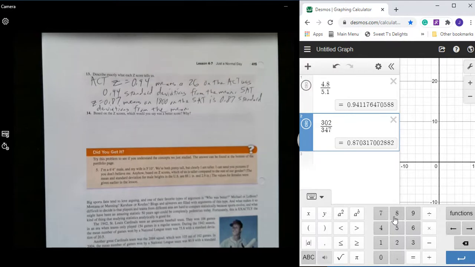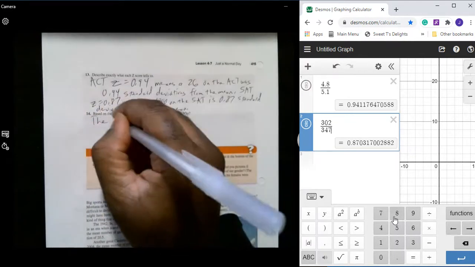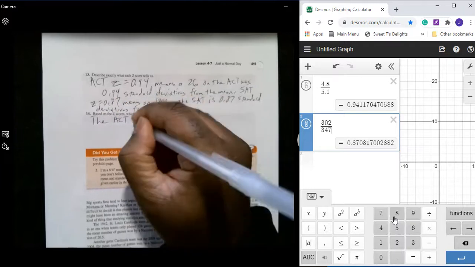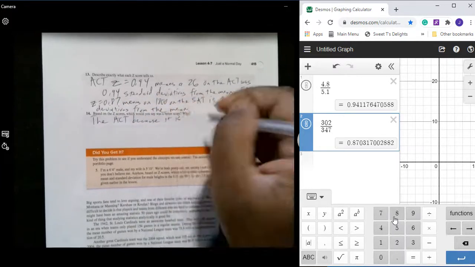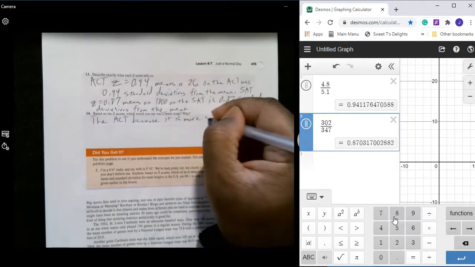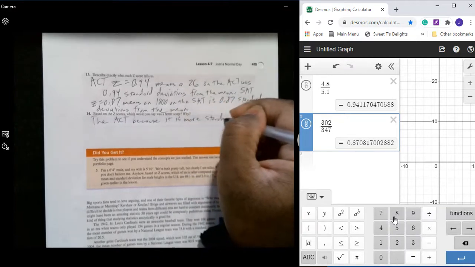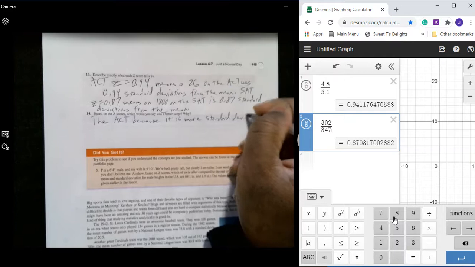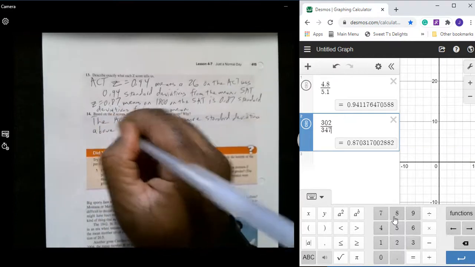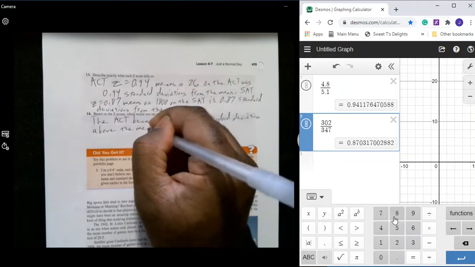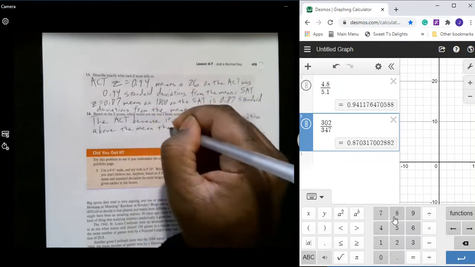Based on the z-scores, which would you say was a better score? The ACT, because it is more standard deviations above the mean than the SAT.